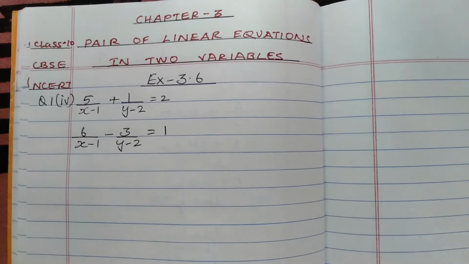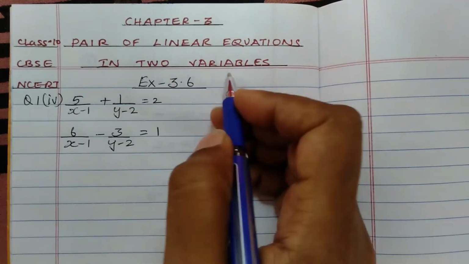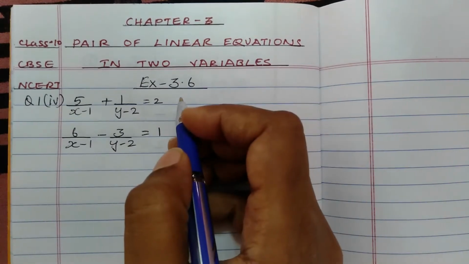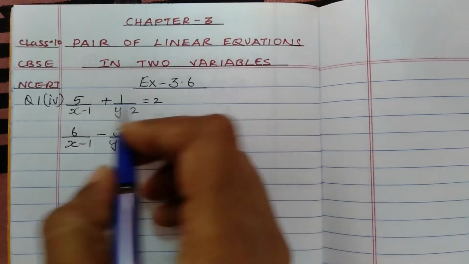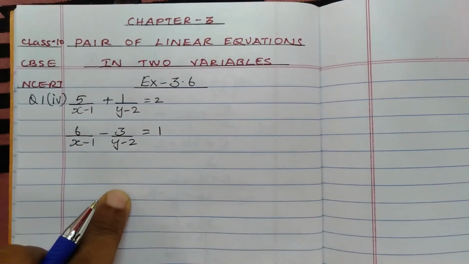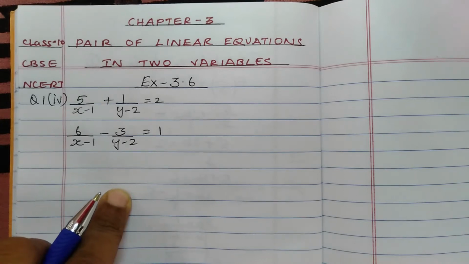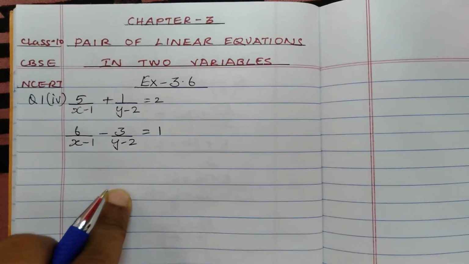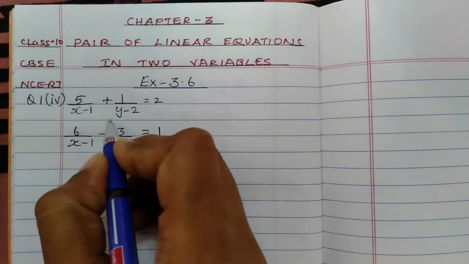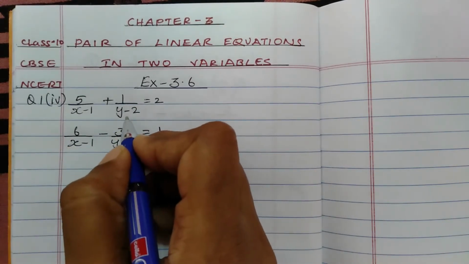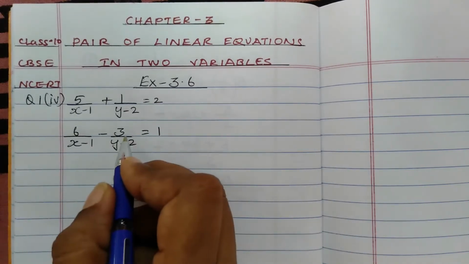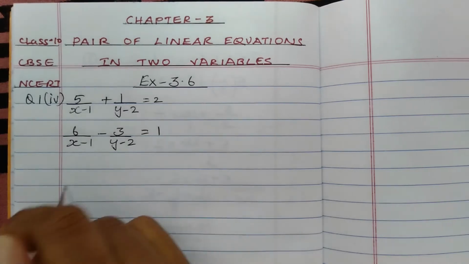Students, we were in chapter number 3, pair of linear equations in two variables of class 10 CBSE NCERT syllabus. And we shall continue with exercise number 3.6, question number 1, fourth part. We have a set of equations. We have to actually reduce it to a pair of linear equations and then find the solutions. Now the equations are 5 by x minus 1 plus 1 by y minus 2 is equal to 2 and 6 by x minus 1 minus 3 by y minus 2 is equal to 1.